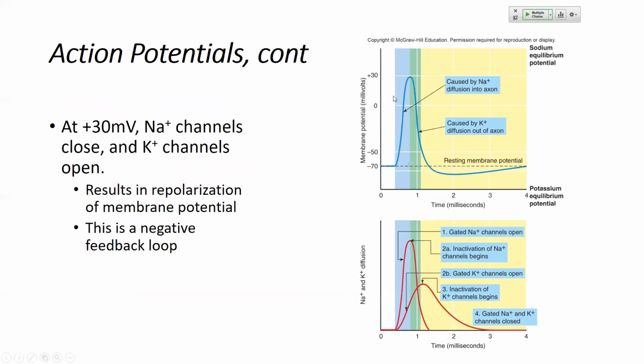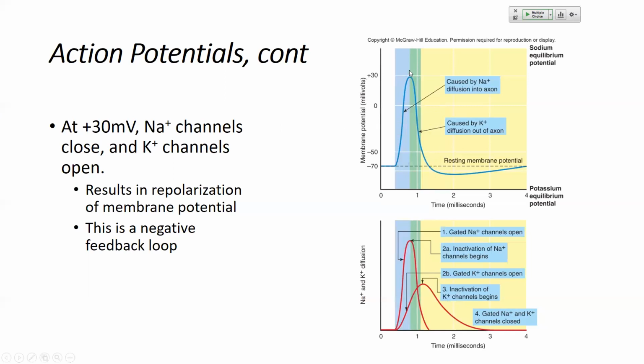Let's move on. At +30 now, those sodium inactivation gates close, and then we have the opening up of the voltage-gated potassium channels. This is responsible for repolarizing the membrane. So I'll point this out on those two graphs. At this peak of positive 30, we then have closing of the inactivation gates, or closing of those voltage gated sodium channels.